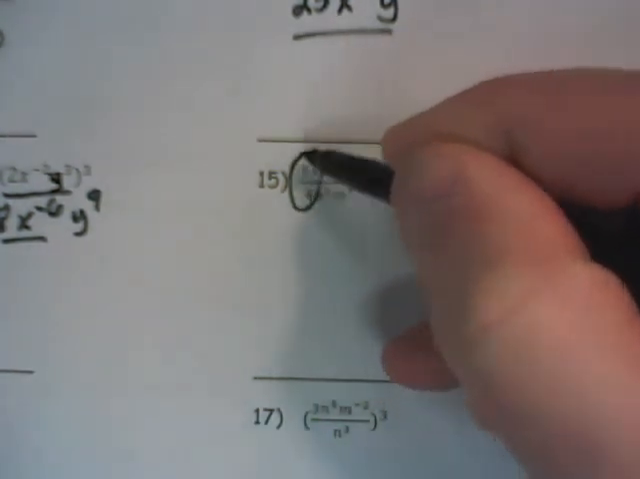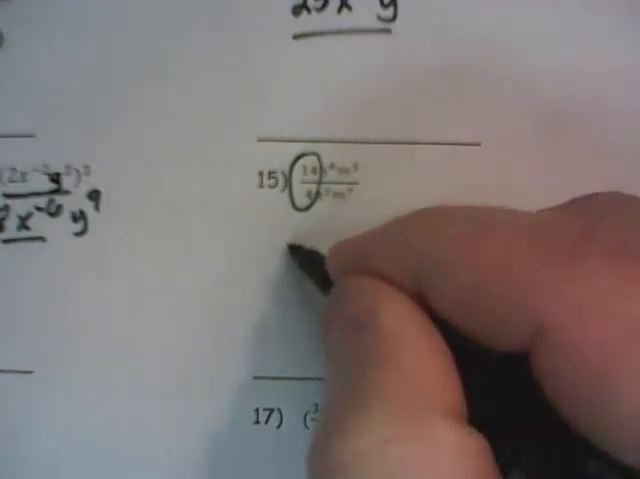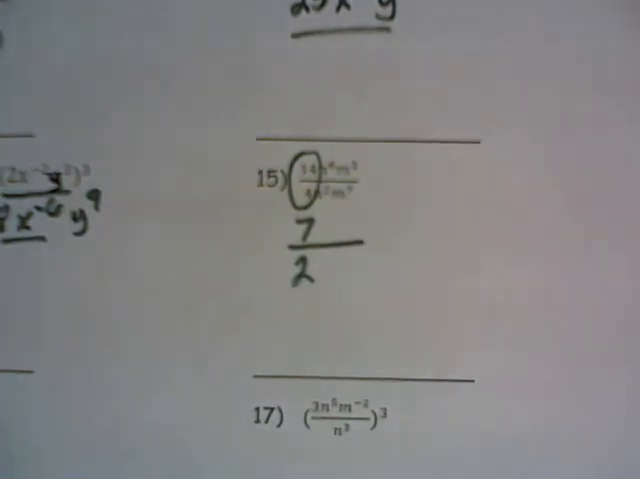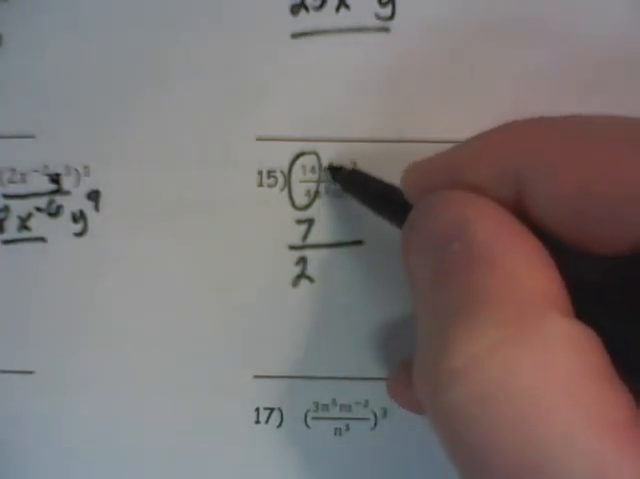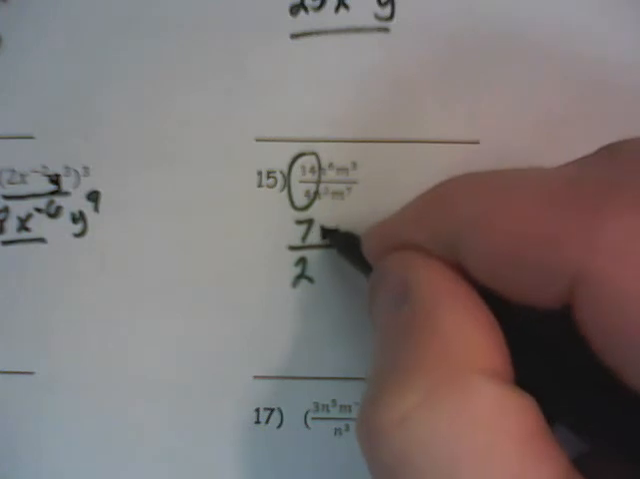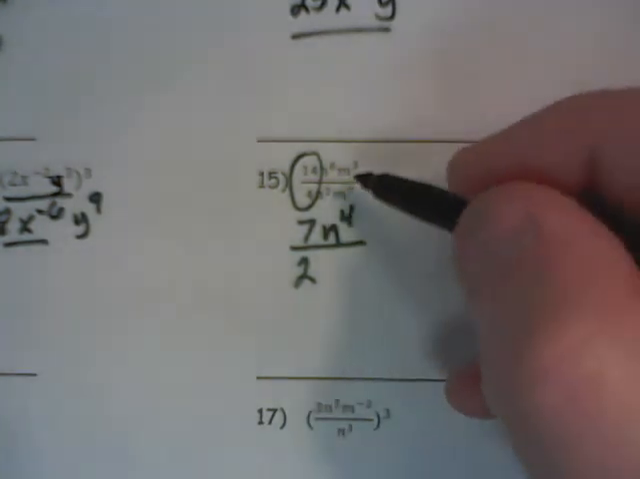So the first thing I'm going to simplify is the 14 over 4. 14 and 4 are both even numbers. I can divide them both by 2. If I divide both those numbers by 2, I'm going to get 7 over 2. So 14 over 4 simplifies to 7 over 2. But then when I take n to the 6th over n to the 2nd, here we're dividing like bases, so I'm going to subtract the exponents. 6 minus 2 is 4, so I'm going to have n to the 4th. And that's on top because it is a positive exponent.